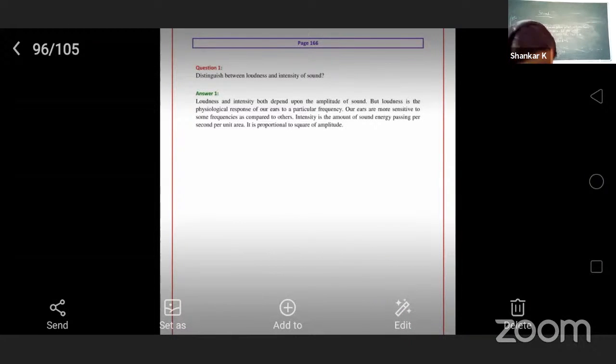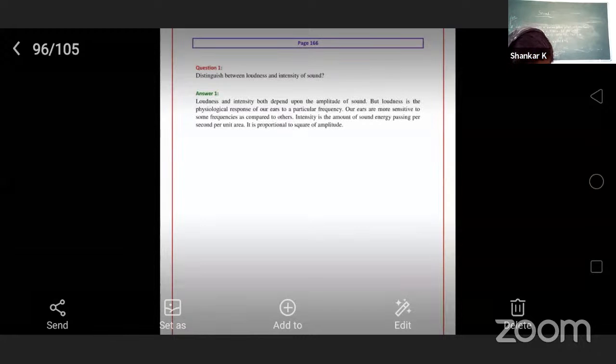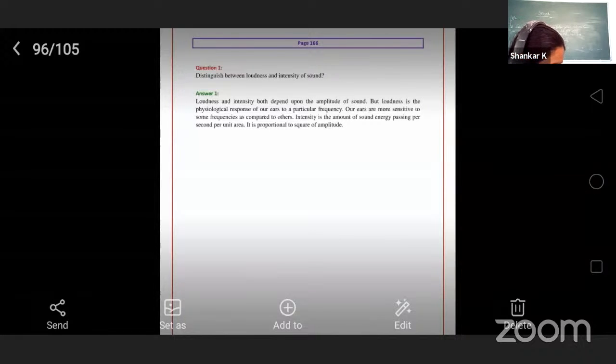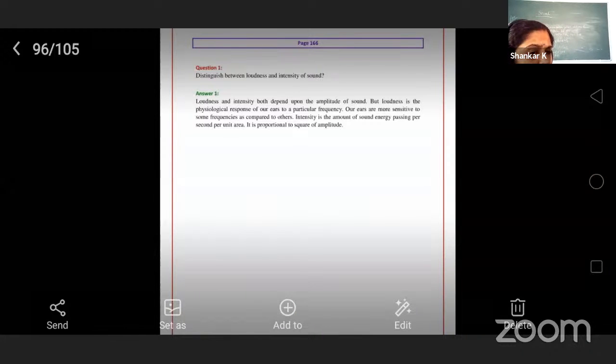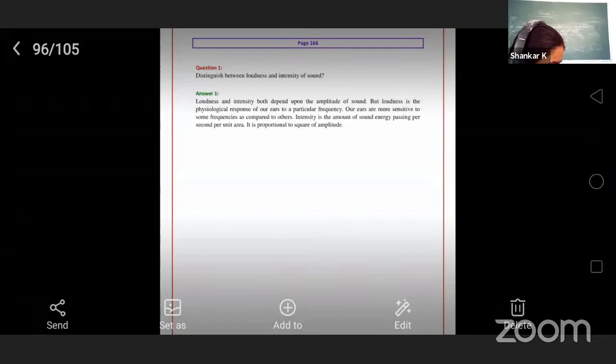This is your page number 166. Is there one question I have left? What are wavelength, frequency, time period, and amplitude of a sound wave? It is already written in your class work.